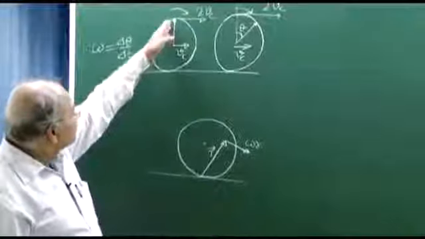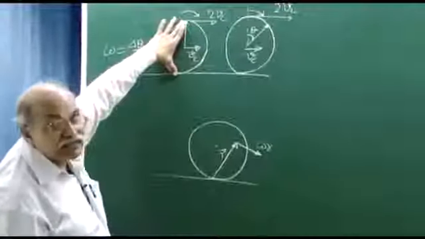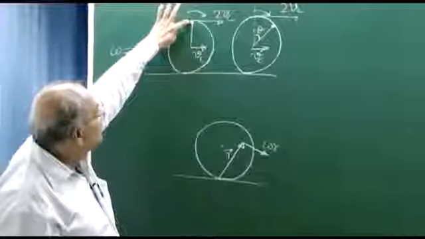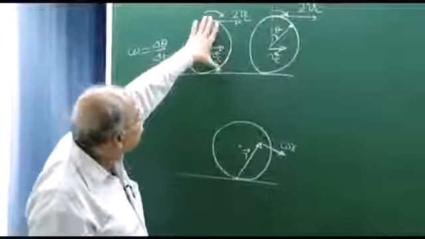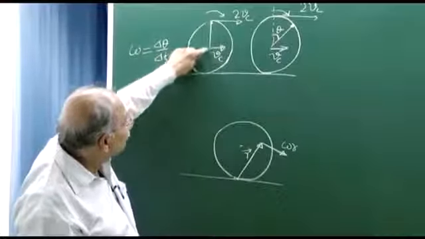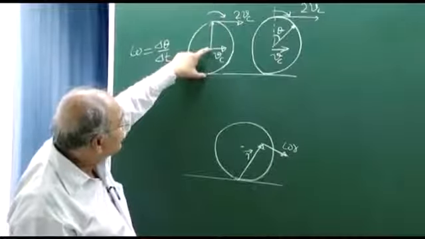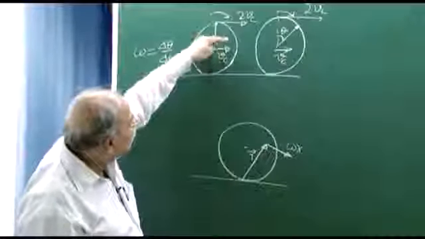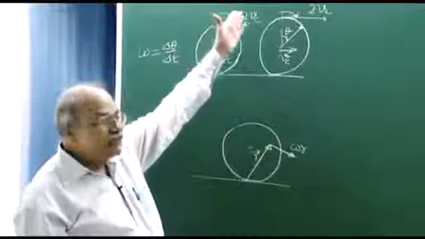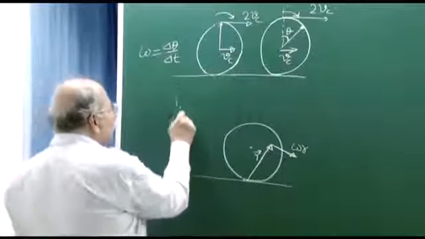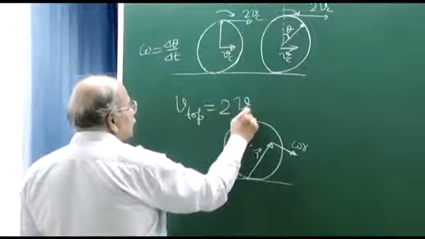So, here this r is 2 times the radius. For this point, this r is 2 times the radius. So, it is omega times 2r, whereas for the center this is only r. So, it is omega times r. This velocity is omega times r and this velocity is omega times 2r, and therefore, velocity of the topmost point is double velocity of the center.